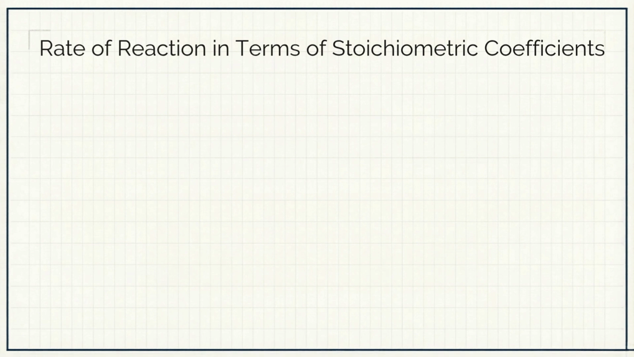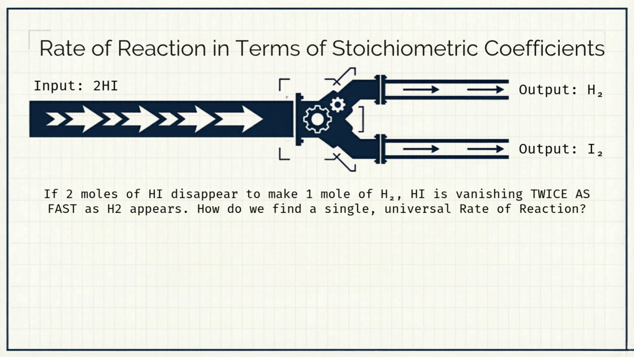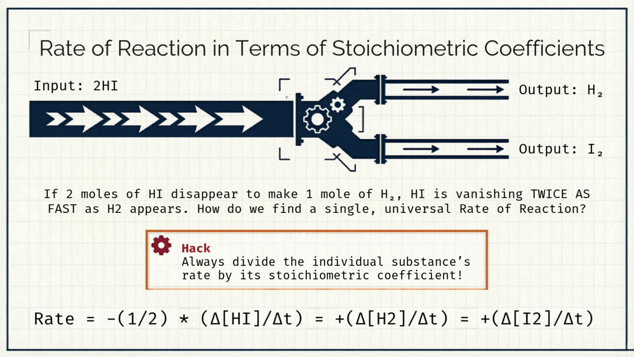When a reaction has several species, the stoichiometric coefficients must be handled carefully. In the example with two HI forming H2 and I2, HI disappears twice as fast as H2 appears. To compare them on one common scale, divide each species rate by its stoichiometric coefficient. That is why the universal rate is written as rate equals minus 1/2 multiplied by delta HI divided by delta T equals plus delta H2 divided by delta T equals plus delta I2 divided by delta T.